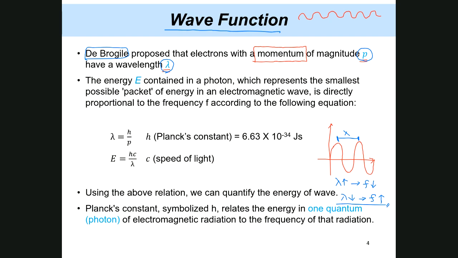So this is the definition, right? We know the momentum is mass times velocity, right? So we can also do a very similar thing for the energy. So the energy E contained in a photon, which represents the smallest possible packet of energy in an electromagnetic wave. So if you have many photons, or if you have a high light intensity, that light possesses very high energy. The smallest unit that light can exist as is a single photon, right? Okay. So this single photon energy is the smallest possible energy in light or an electromagnetic wave. It is directly proportional to the frequency f according to the following equations.